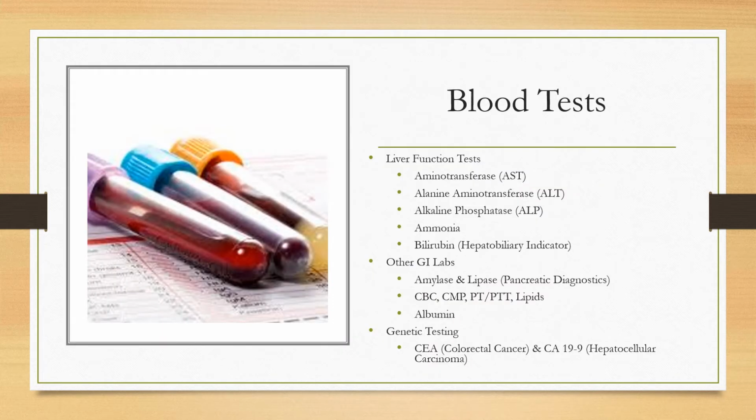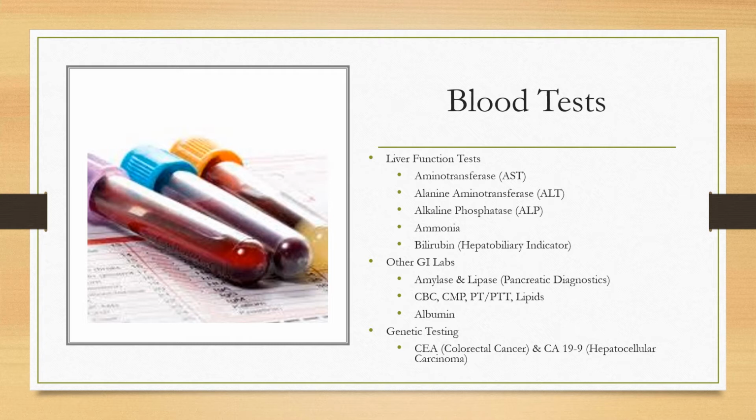Okay, so let's look at some blood tests for different abdominal diseases. Let's look at liver function tests. Typically you get an AST, an ALT, an alk phos, and a bilirubin. Sometimes we can ask for ammonia as well.